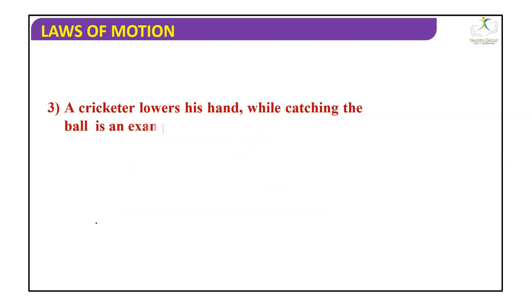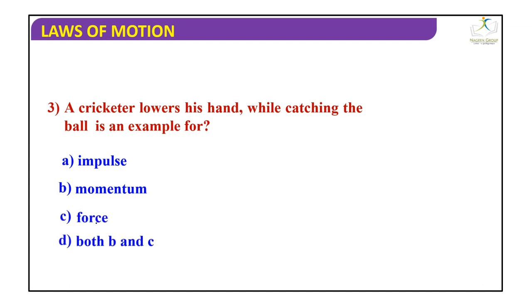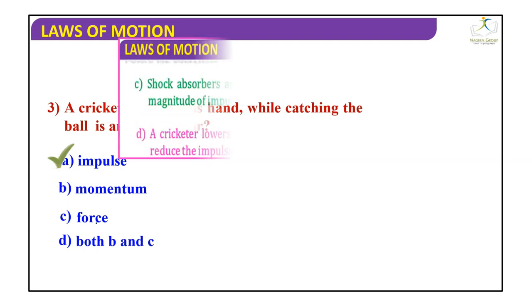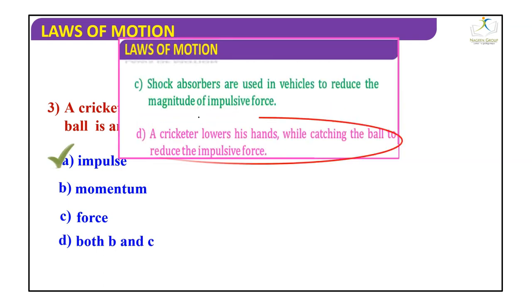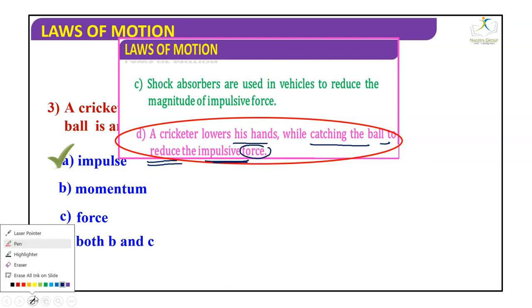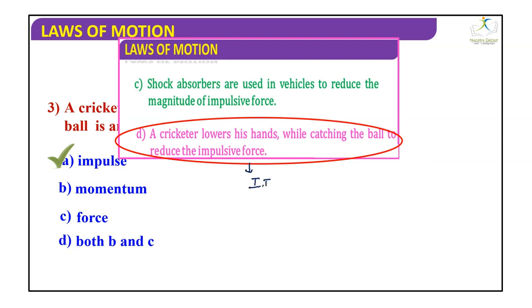Moving ahead with the next question. A cricketer lowers his hand while catching the ball is an example of impulse, momentum, force, or both B and C. The correct answer for this question is impulse. A cricketer lowers his hand while catching the ball to reduce the impulsive force. In most of the questions in IIT-JEE and NEET also, they ask for 1 mark: a cricketer lowers his hand while catching the ball to what the impulsive force: reduce, increase, all of the above, none of these. So the correct answer is to reduce.